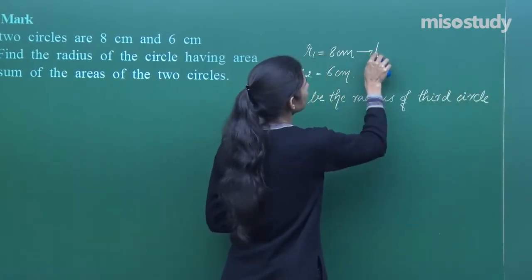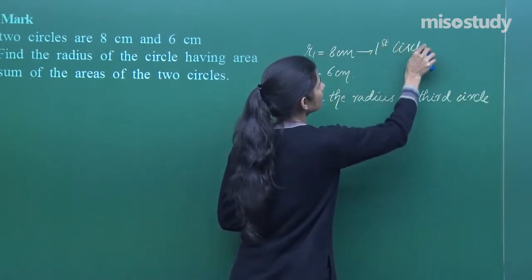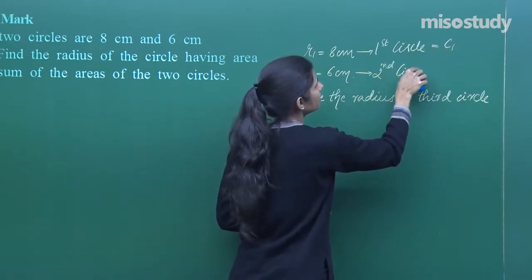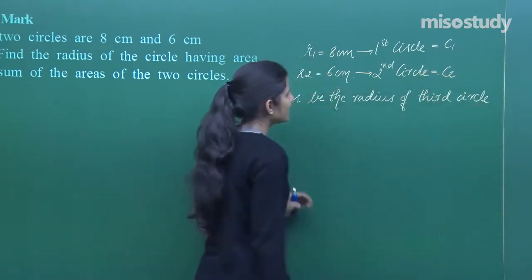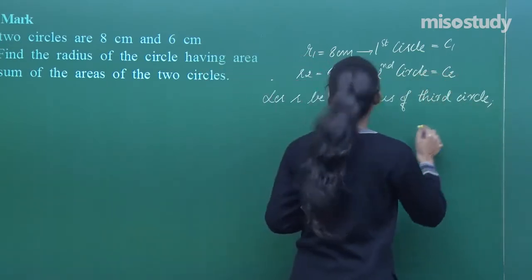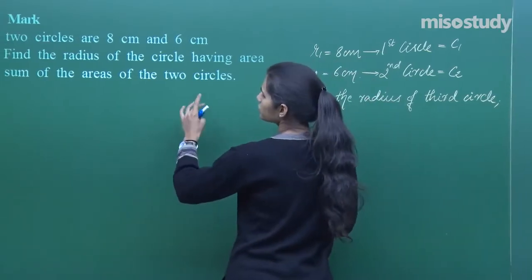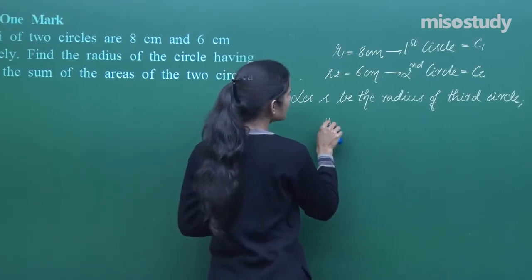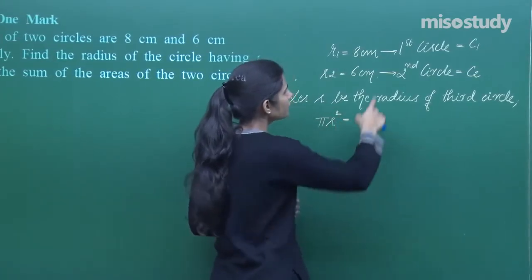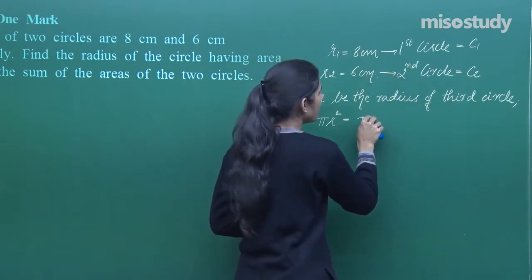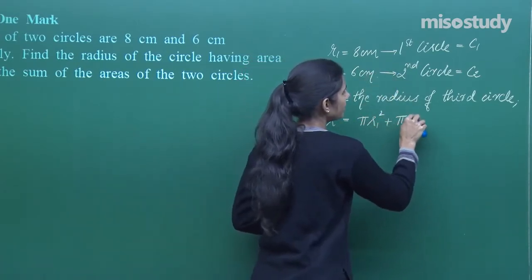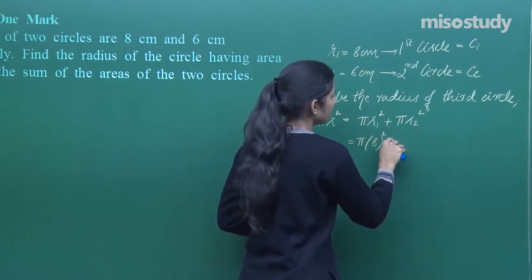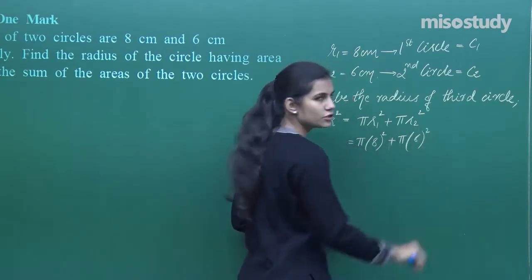This is the radius of the first circle, say C1. This is the second circle, say C2, and let R be the radius of the third circle such that the area of the third circle is equal to the sum of the areas of the previous two circles. So the area of the third circle, pi r square, is equal to the sum of the areas of these two circles, which is pi r1 square plus pi r2 square, which is pi 8 square plus pi 6 square.